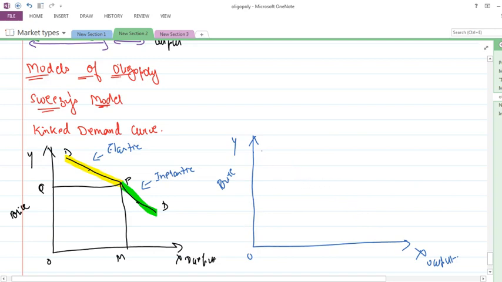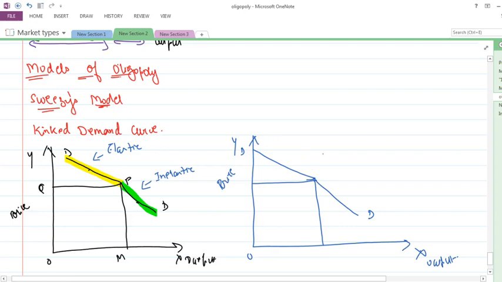Sorry, let's draw it again. This is the demand curve and this is the kink in it. At this level the price gets determined. This is the DD curve. Here we find that there is a gap in the marginal revenue curve, and the length of the gap depends on the level of elasticities.